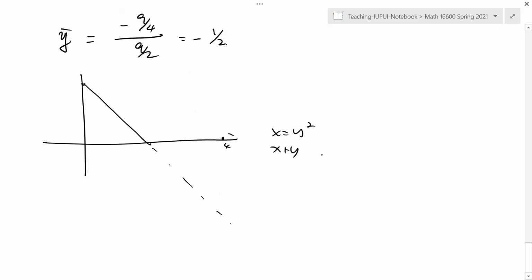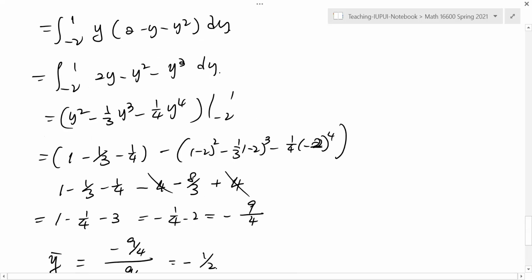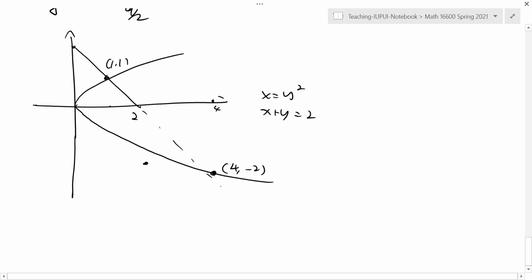x plus y equals 2. That's 2, I think. What do we got here? When y equals -2, x is going to be 4, right? Yeah, x is 4. So this is the graph. Here's 1, here's 4, negative 2. So our center, y bar and x bar, we got it. Here is 8/5. 8/5 is somewhere here. So this is right, somewhere here.